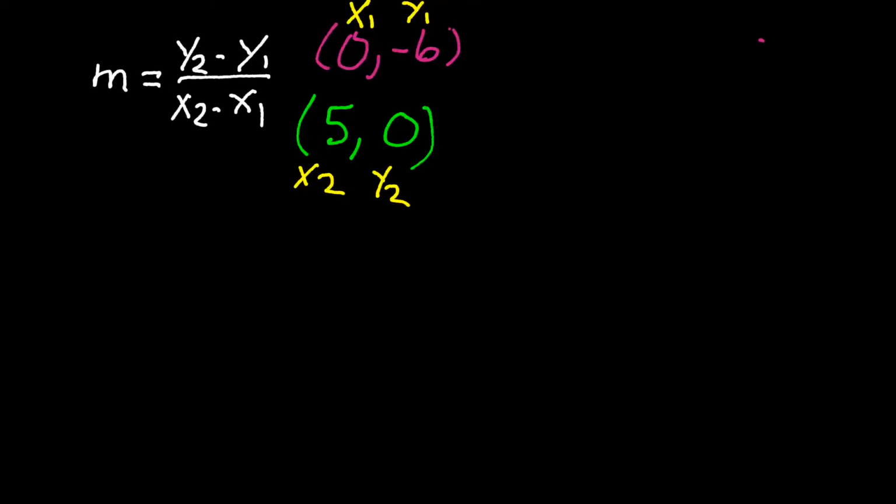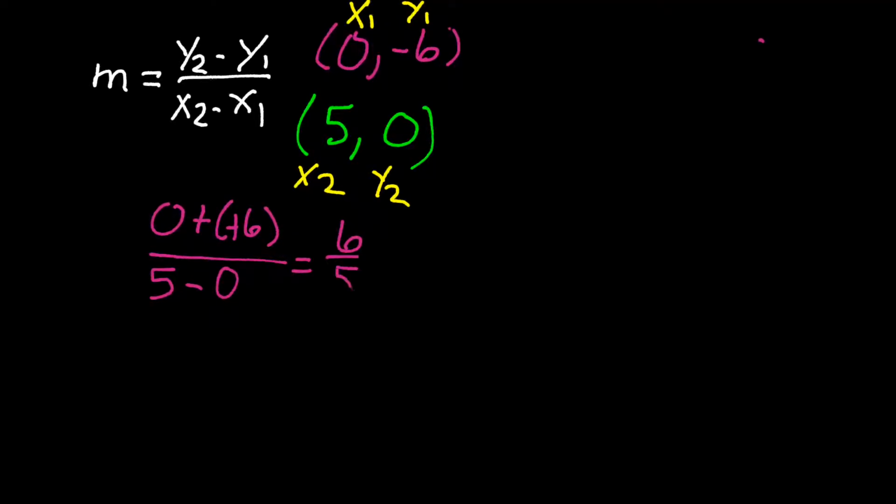y2 is 0, y1 is negative 6, so 0 minus a negative 6, over x2 is 5 minus 0. 0 minus a negative 6 is the same thing as adding a 6. So our slope becomes 6 over 5.